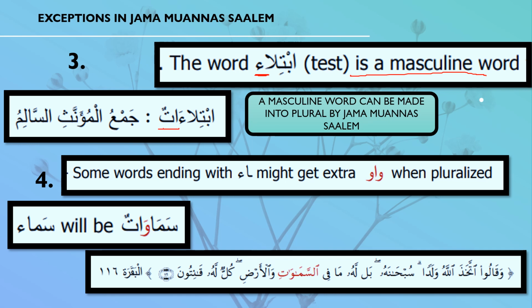And there are exceptions. Some masculine words may be made into Jama Muannas, as in this case, and some words ending with alif and hamza might get an extra waw. So just like we did sama, here you can see the hamza has been deleted and waw has been given, samawatun. So let's see the example from the Quran.